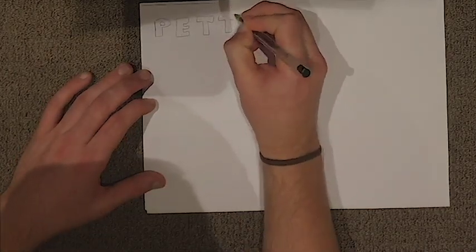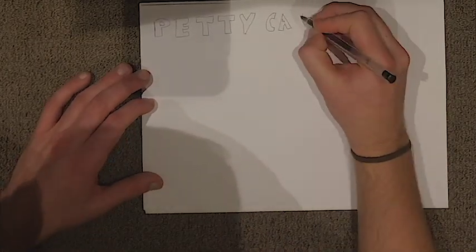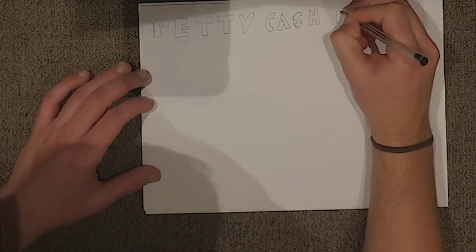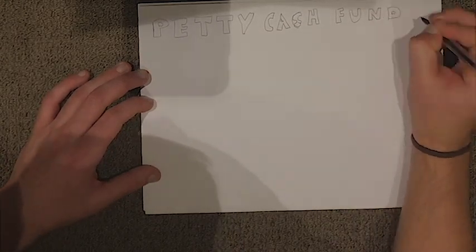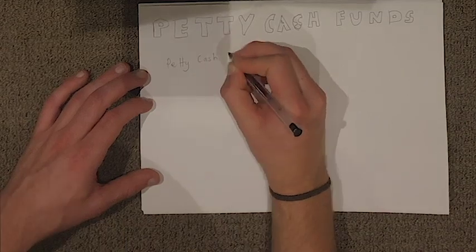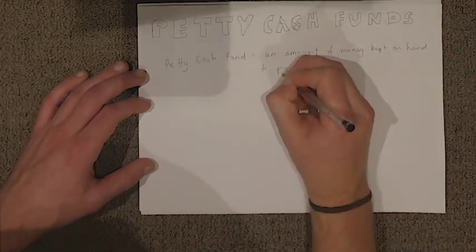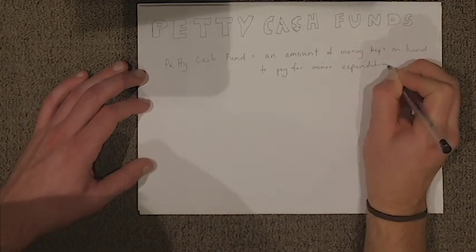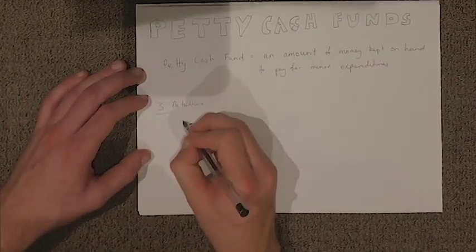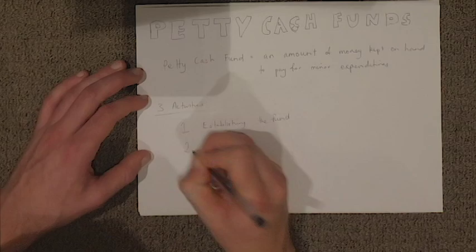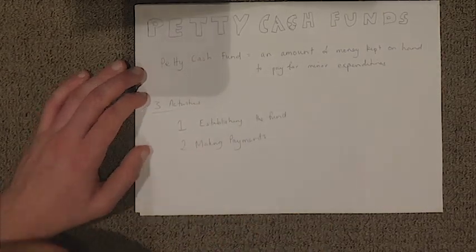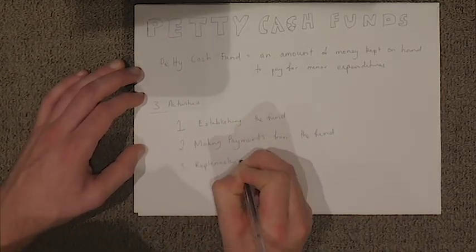In today's screencast, we will learn about the accounting concept of petty cash. A petty cash fund is an amount of cash kept on hand to pay for minor expenditures and involves three core activities. Number 1, establish the fund. Number 2, making payments from the fund. And number 3, replenishing the fund.